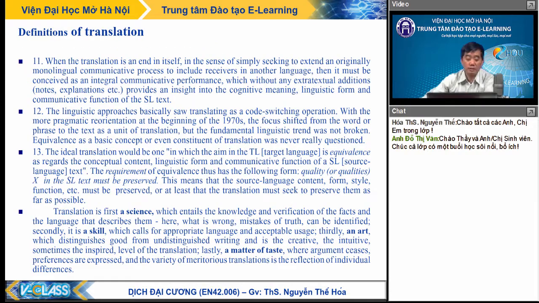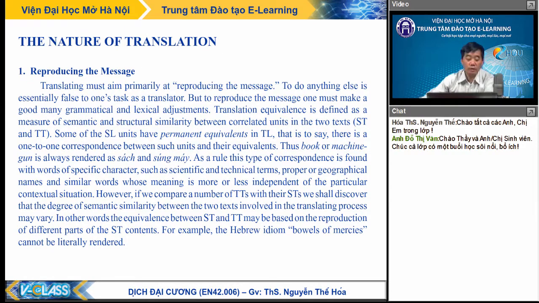And in the next part, we move on to the nature of translation. There are several aspects we have to pay attention to. The first nature of translation is the feature of reproducing message. It means that we have to understand the message of the writer, and we have to try to find the equivalent in order to keep the message of the writer.